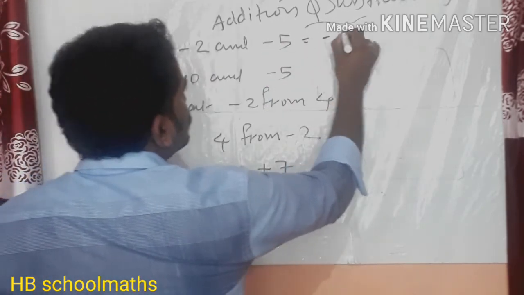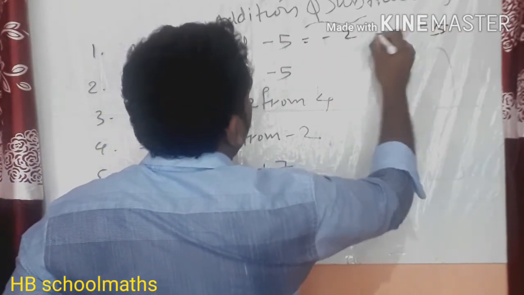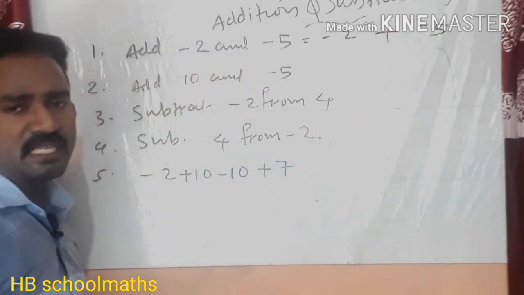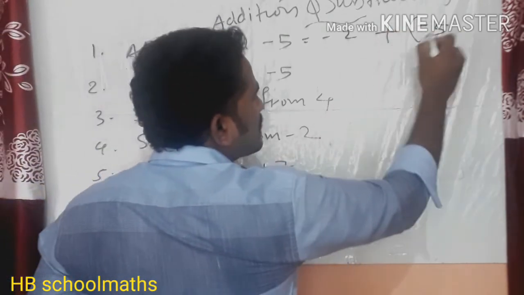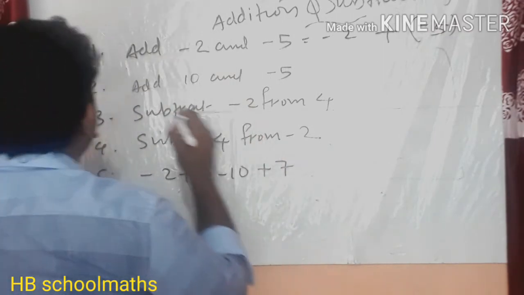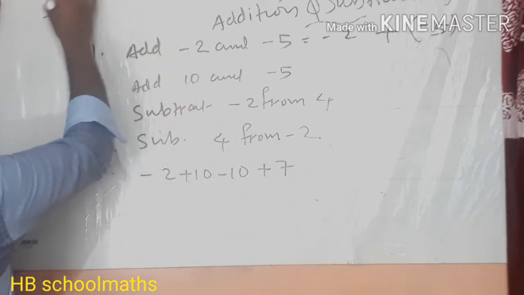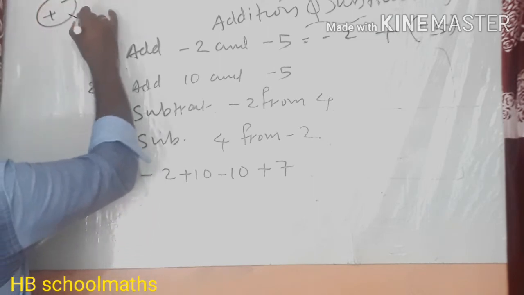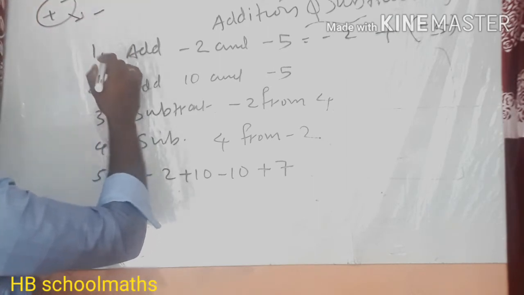So -2 and -5 you have to add. Put a plus symbol between them. Now two signs are near, so place a bracket there. Whenever two different signs are near, plus and minus like that, it automatically changes to a minus sign, negative and positive.